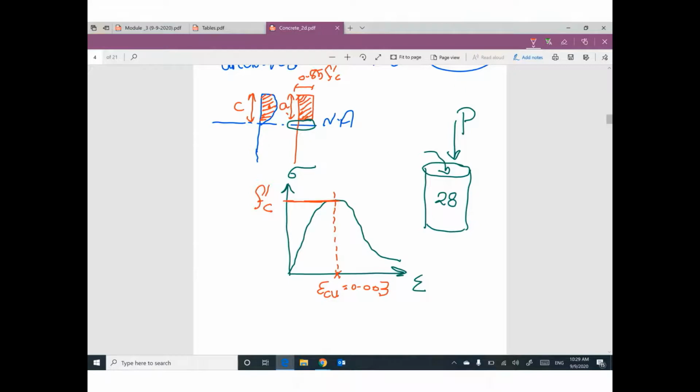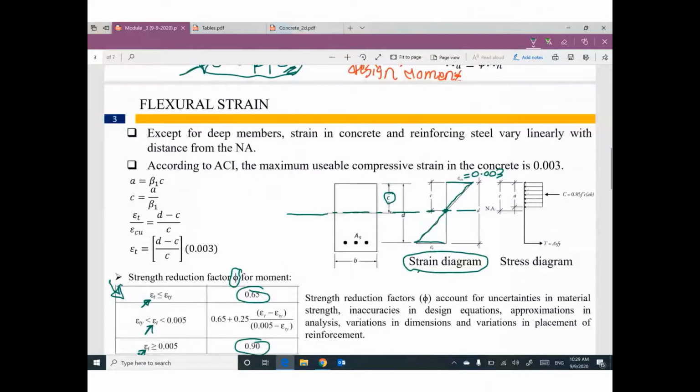Guys, all of this stuff you have to be familiar with. So this value of strain is all the time, based on ACI, 0.003. And I can get it.